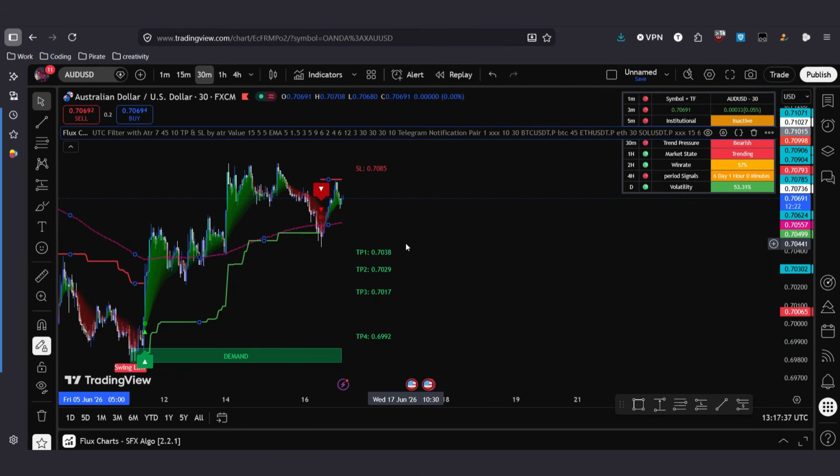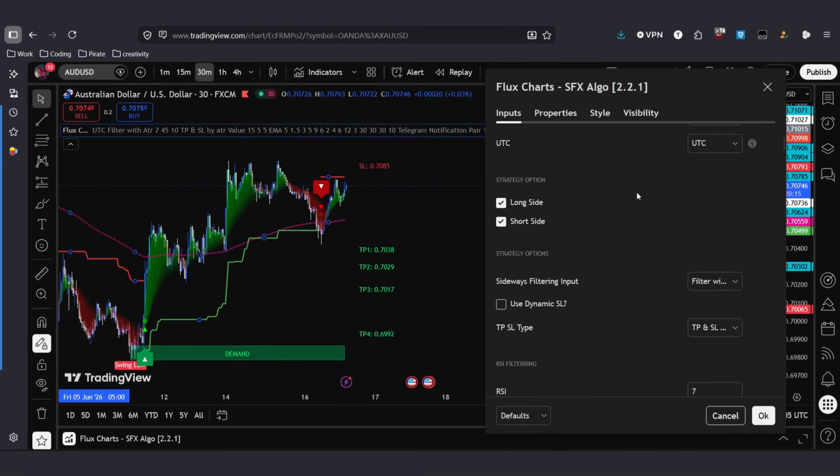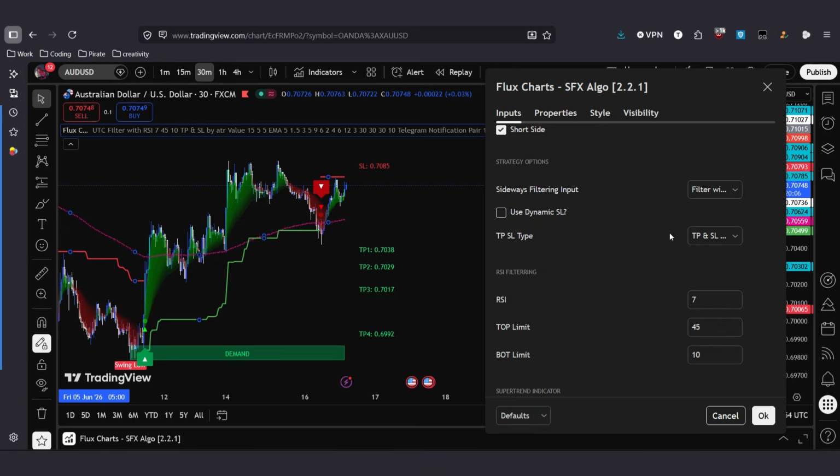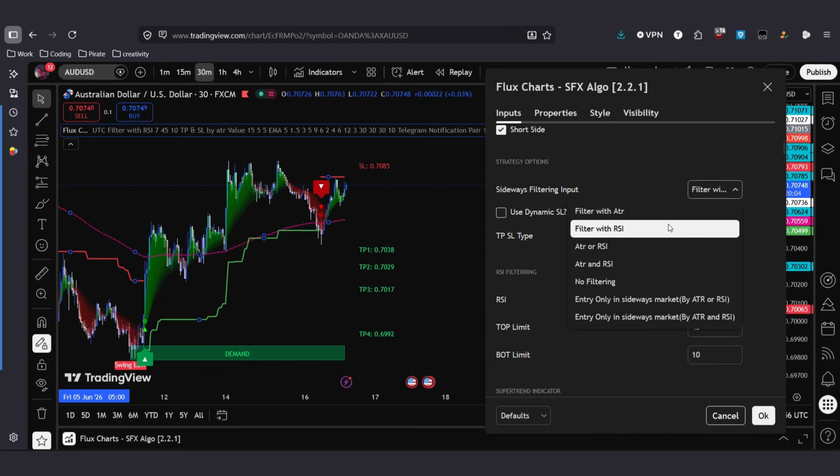Now let's talk about the filter system, because this is where you decide if the strategy trades like a calm adult or like a caffeinated raccoon. Flux Algo includes a sideways market filter that can be set in different modes. ATR only filtering, RSI only filtering, ATR OR RSI, ATR and RSI, no filtering, and also modes that only allow entries when the market is sideways under certain definitions.